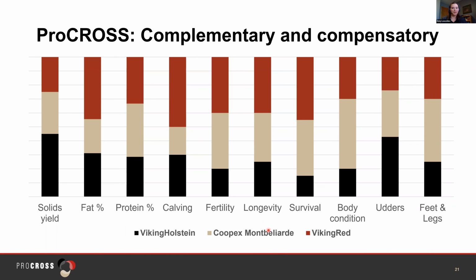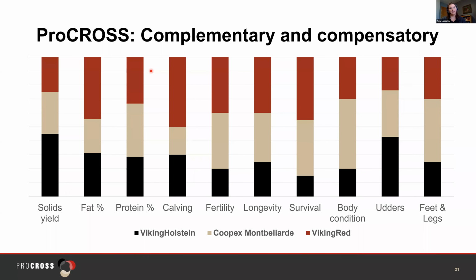breeds contribute. For example, the Montbéliarde here, you can see that their biggest contributions are fertility, health, survival, and body condition, and also the foot and leg conformation. So that's what they have to offer that helps offset these big strengths we see, for example, in Holstein, where they're strong in udders, strong in the yield traits, but they're very poor in these traits here on the fertility, longevity, and the body condition particularly. They're a very angular cow.